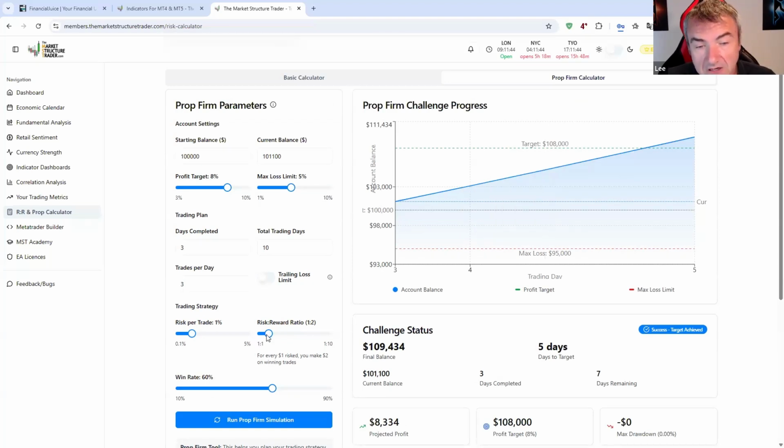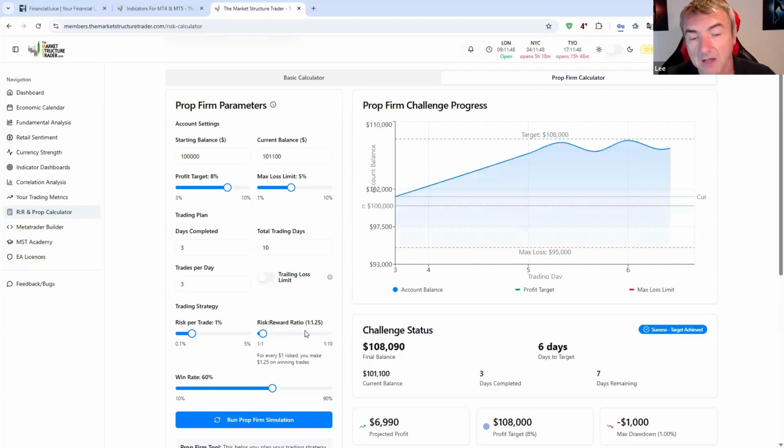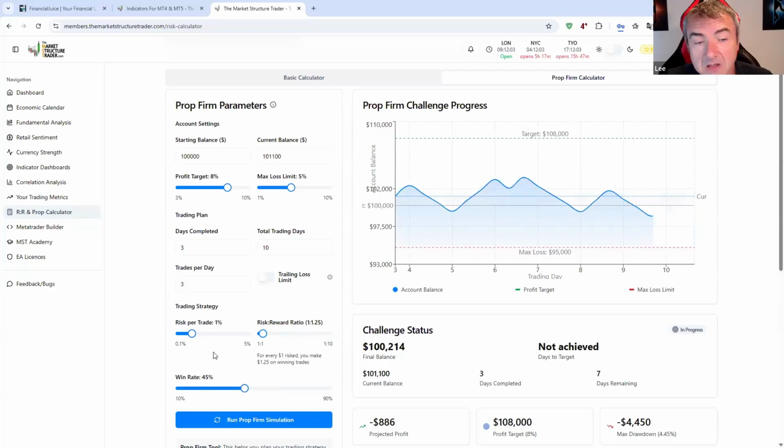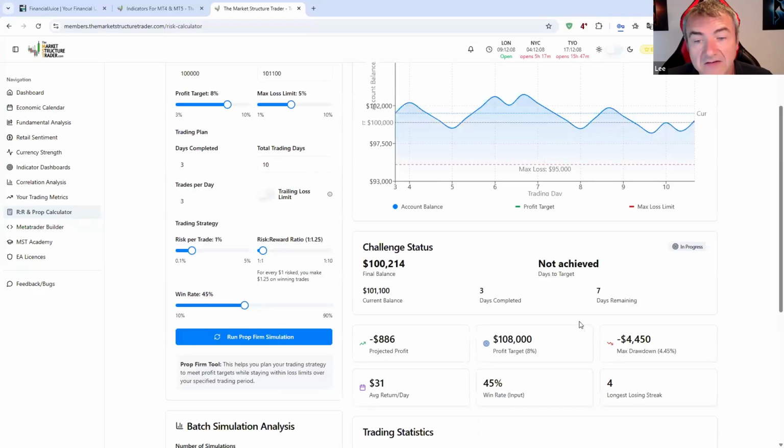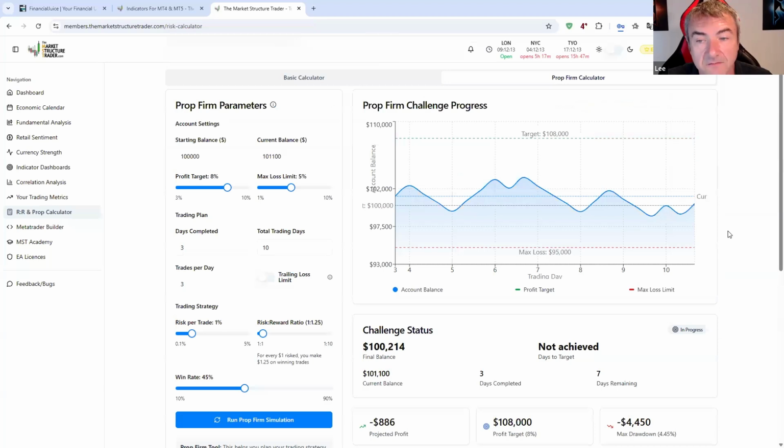So for example, if you've got a strategy which only returns sort of 1.1 to 1.25. Let's say you're taking the opening range breakout strategy and you're going for a quick scalp. So you're looking for 1.25% your risk, and that happens roughly 45% of the time, and you're risking 1% per trade. Am I likely to pass my evaluation? No. Within 10 days, you will still be in your evaluation, and that is your likely equity curve.